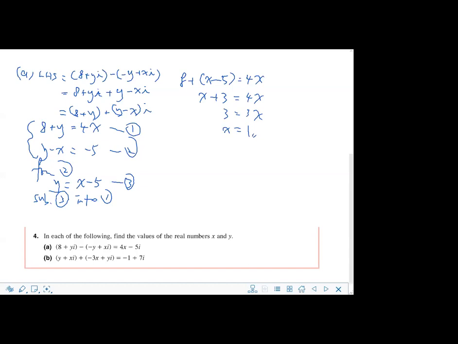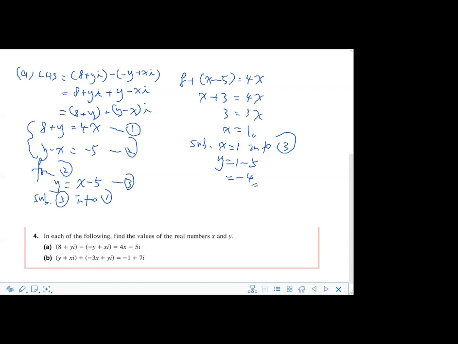And then we just substitute the value of x into equation 3 to calculate the value of y, which is -4. Is it okay? Is it correct? Yes. Yes, it's correct. Okay, good. Okay, and then this is part A. And then part B.